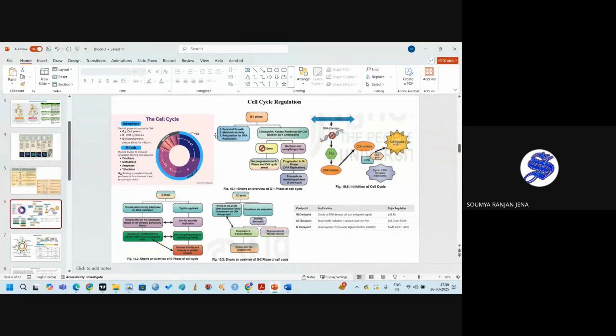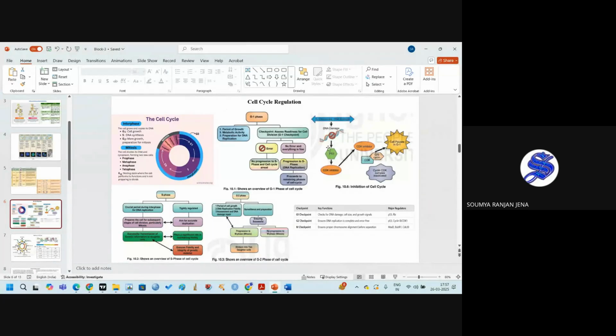If DNA damage is found in this G1 phase, then one protein is there, called the tumor suppressor gene. That is P53. This is a protein, and 53 is its molecular weight. We'll elaborately discuss this tumor suppressor gene. You know that if DNA damage occurs, it will activate your P53.